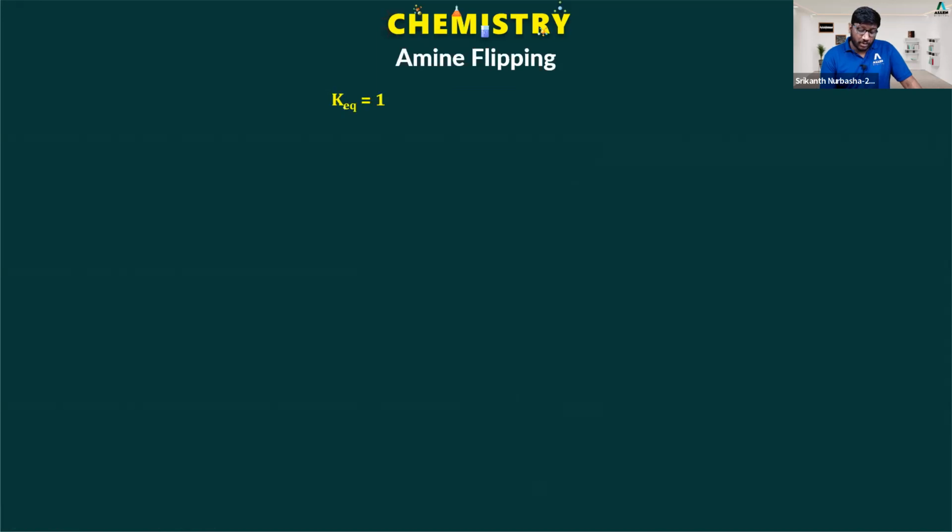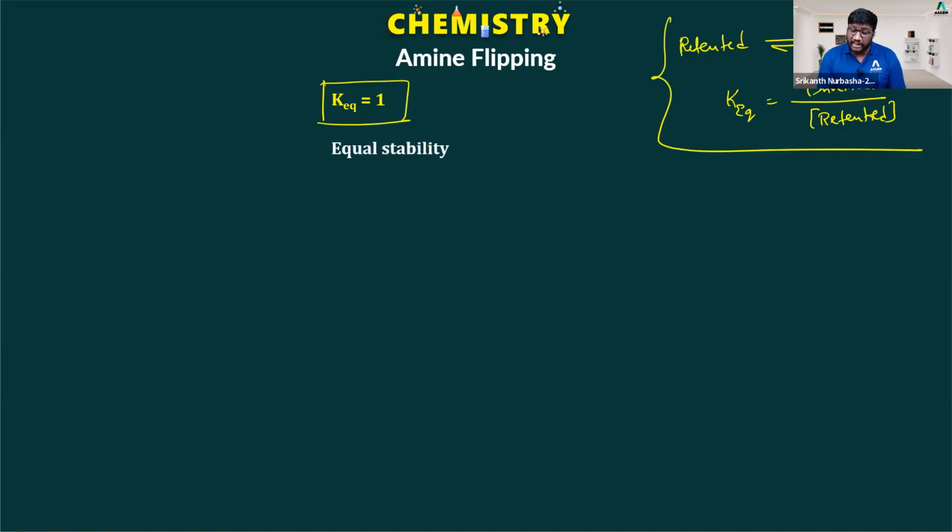So K equilibrium is equal to 1. If you look at it, the retained form is converting into the inverted form. So the retention to inversion complete equilibrium will be there. K equilibrium will be equal to the concentration of inverted divided by the concentration of retained. The concentration of inverted and the concentration of retained are going to be equal. So K equilibrium will be equal to 1. Whenever the equilibrium constant is equal to 1, under that condition, what happens?